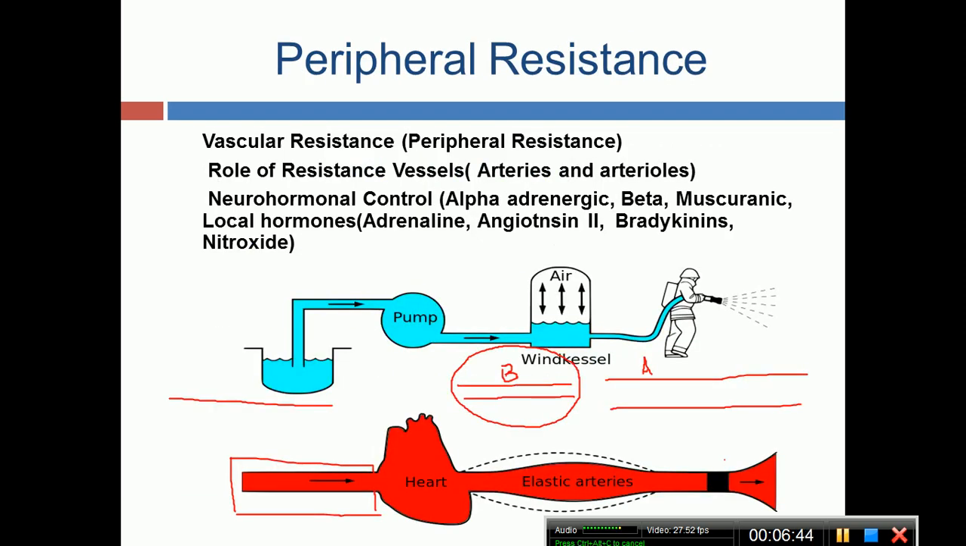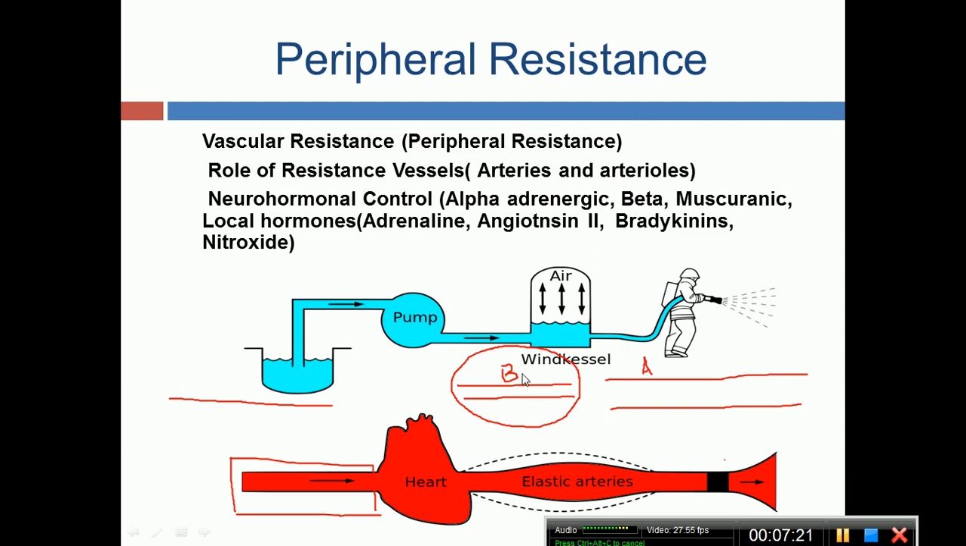On the other hand, for peripheral vascular resistance, there is a greater role of resistance vessels, arteries and arterioles. Arterioles have pre-capillary sphincters and neurohormonal control, like local factors, alpha adrenergic, beta, muscarinic, local hormones, adrenaline, noradrenaline, and many other drugs. These are the factors that cause vasoconstriction and vasodilation.